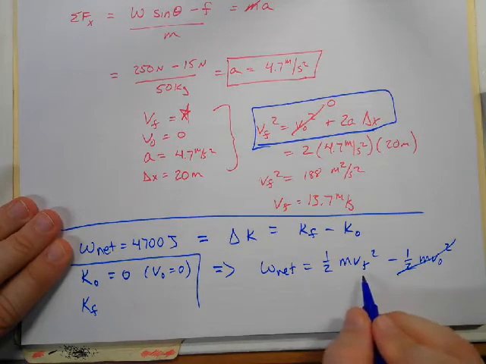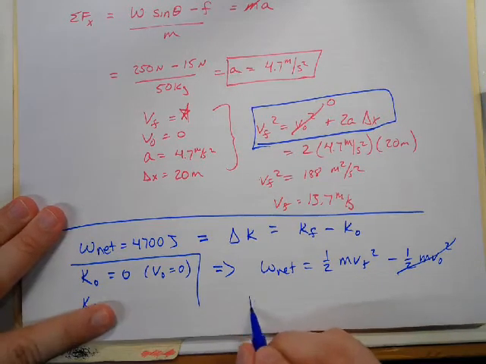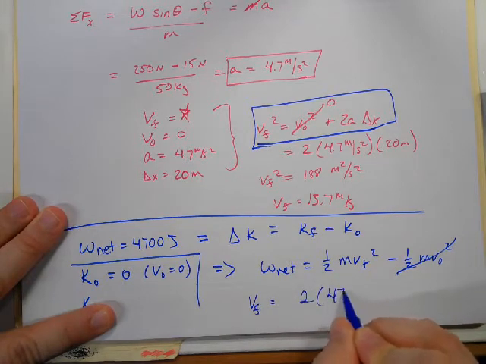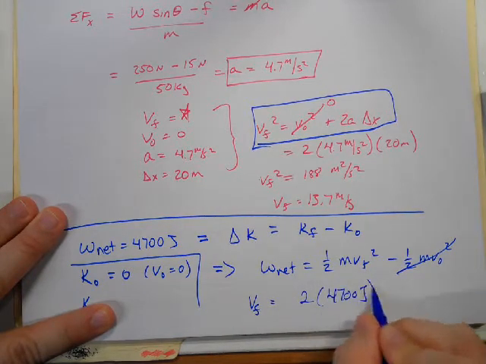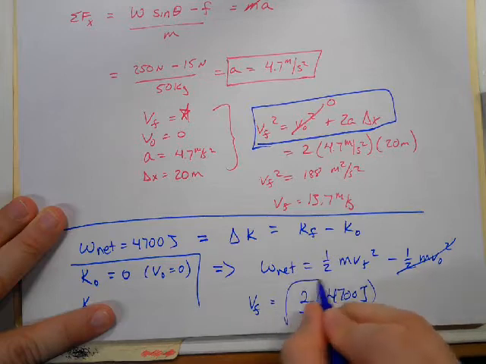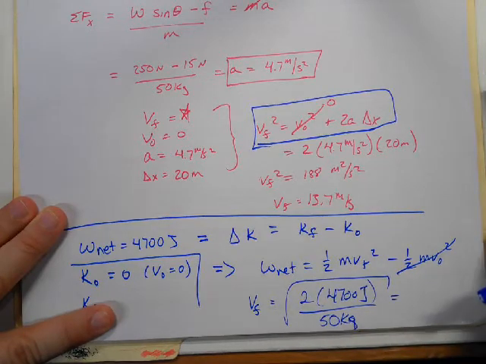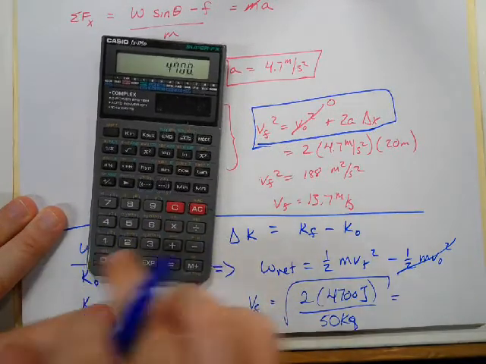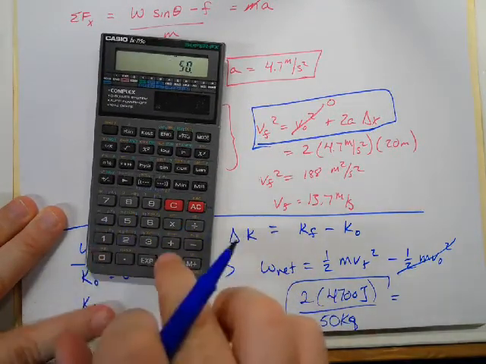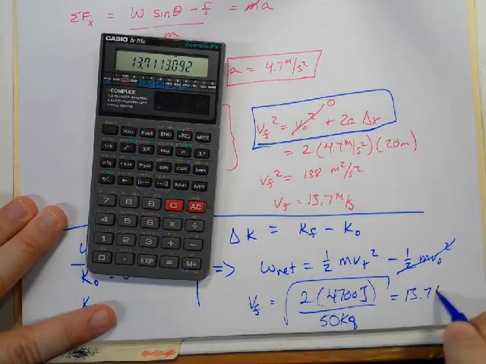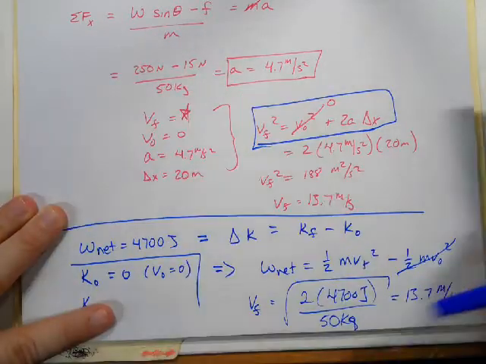So we can solve for V final. V final is the square root of 2 times 4,700 joules over 50 kilograms. And now we grab the calculator. 2 times 4,700 divided by 50, square root: 13.7 meters per second. And it works.